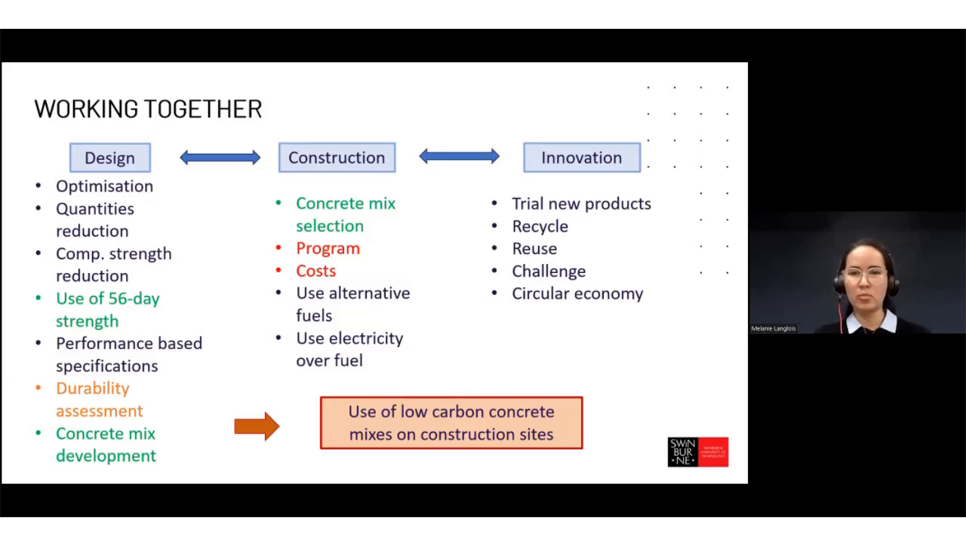And then from an innovation point of view, we can trial new products, for example, limestone calcined clay concrete, geopolymer concrete. We can recycle materials as much as we can, reuse them, and we can also try to favor circular economy. For example, reuse excavation waste and try to make it into geopolymer concrete, for example.